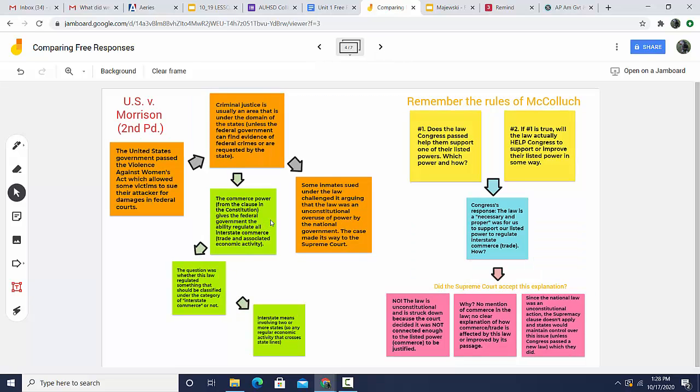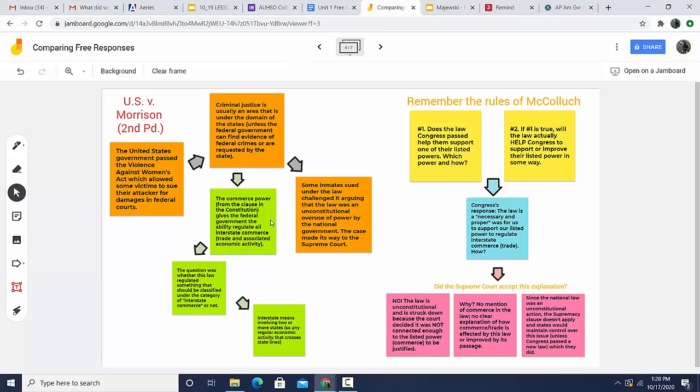First period. Second period. It's time for U.S. versus Morrison. U.S. versus Morrison is another case that's covering, obviously, not only the necessary and proper clause, but the government tries to use the commerce clause to connect to it. So let's get right into the case. Okay, you're going to notice a lot of similarities with Lopez. This was kind of a softball question, if you ask me, out of the four. The United States government passed the Violence Against Women Act, which allowed some victims to sue their attackers for damages in federal courts.